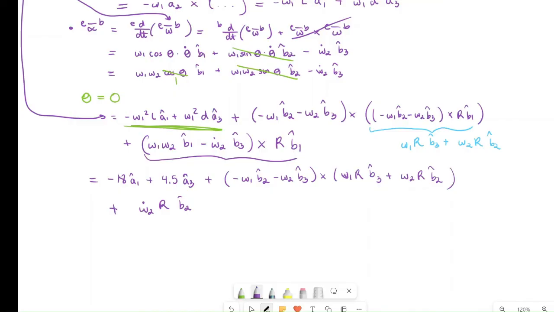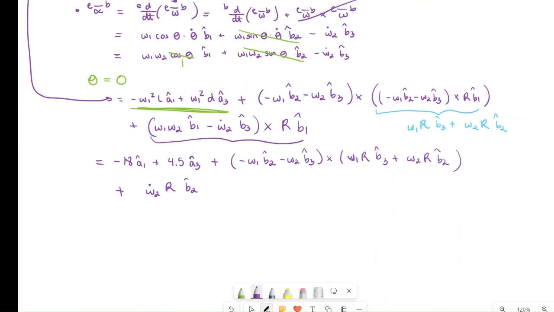which, wait, is that negative or positive? Positive, yeah. And then omega 2 dot is 2, and r is equal to 1, so this just becomes 0.5 times 2, which is just 1. And then we can do this cross product, so this cross product is just omega 1 squared r b1 hat.